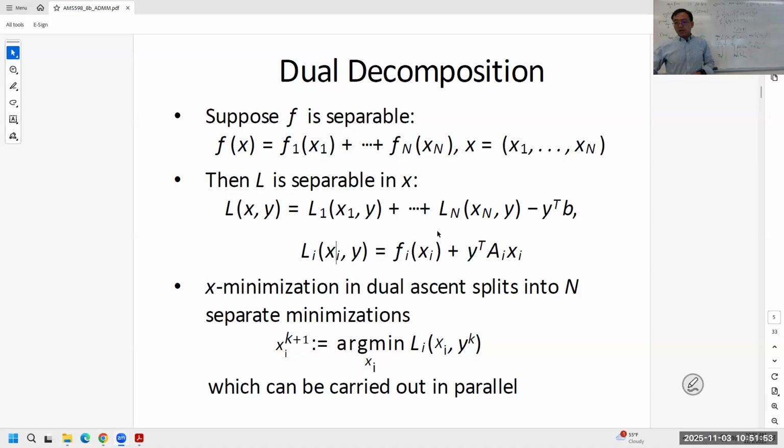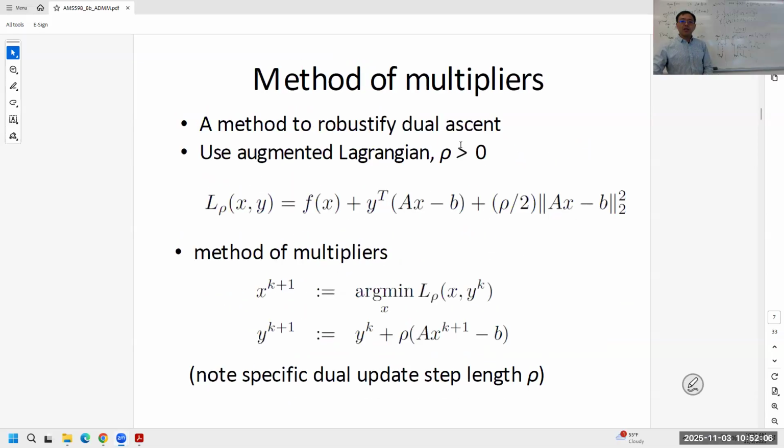Okay. So let's stop here. We're going to continue in the next class. The next thing we need to fix is how you combine dual decomposition and the method of multipliers together. Okay. So this is what we're going to do next class.